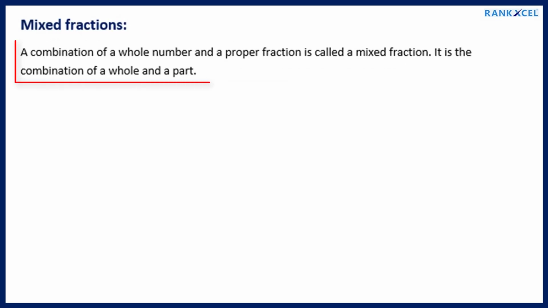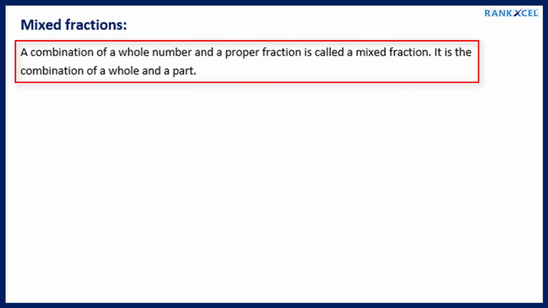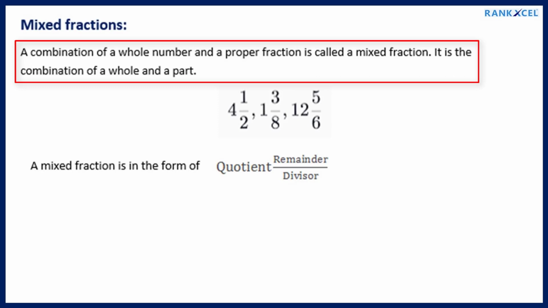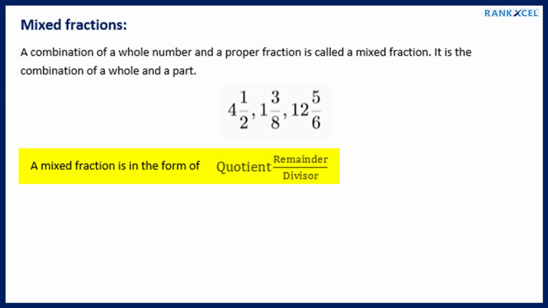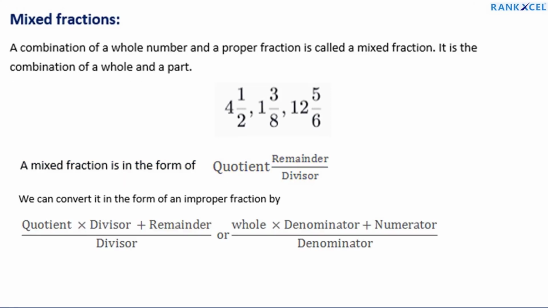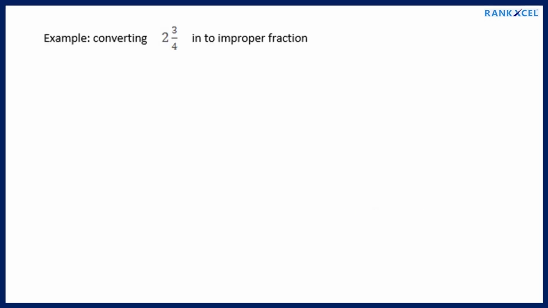Mixed fractions. A combination of a whole number and a proper fraction is called a mixed fraction. It is the combination of a whole and a part. A mixed fraction is in the form of quotient and a remainder divided by divisor. We can convert it into the form of an improper fraction by. Example, converting 2 3/4 inches to an improper fraction.